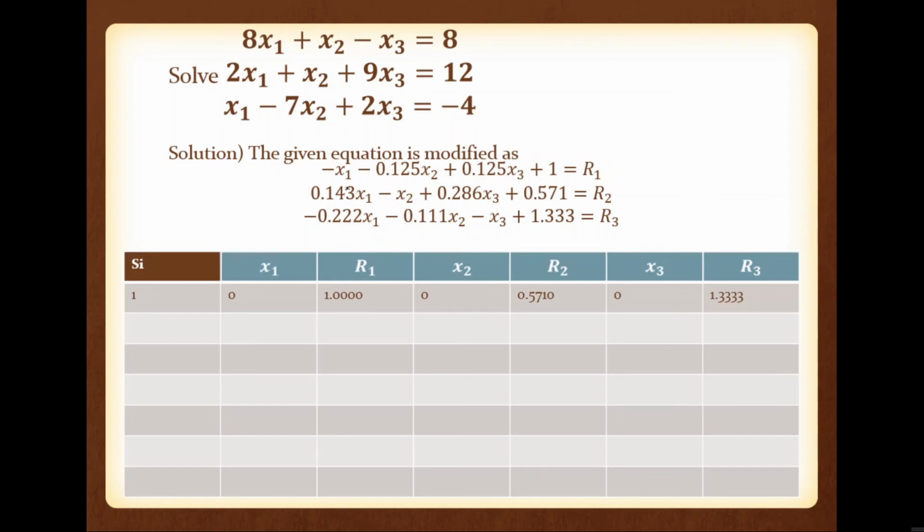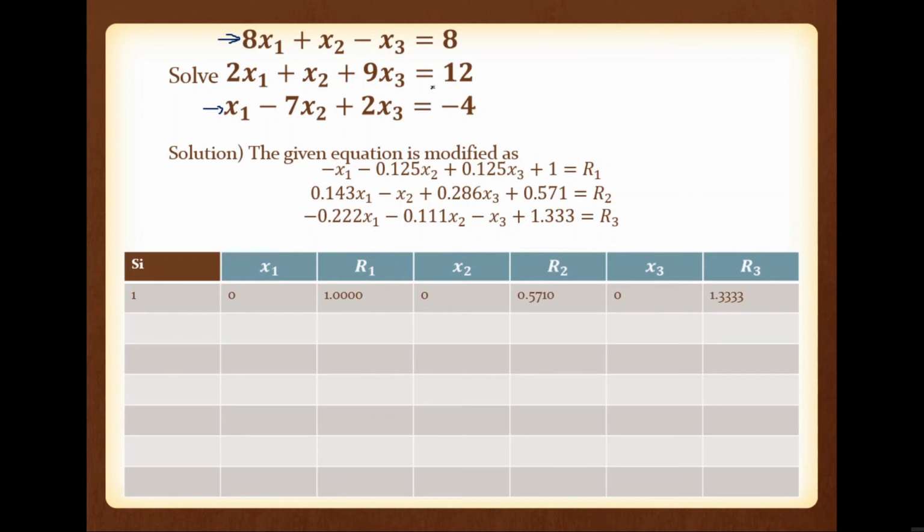How we got this one? First the system is swapped. So if you are swapping, this one will be the first equation, because if you are comparing the x1 coefficient, 8x1, 8 is the largest value. So this one is taken as the first equation. Then compare the x2 coefficient. So this one is the largest magnitude, so this one is taken as the second equation. Then this one is taken as the third equation.